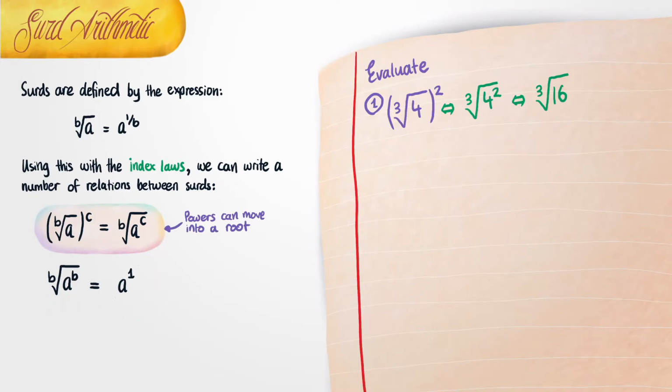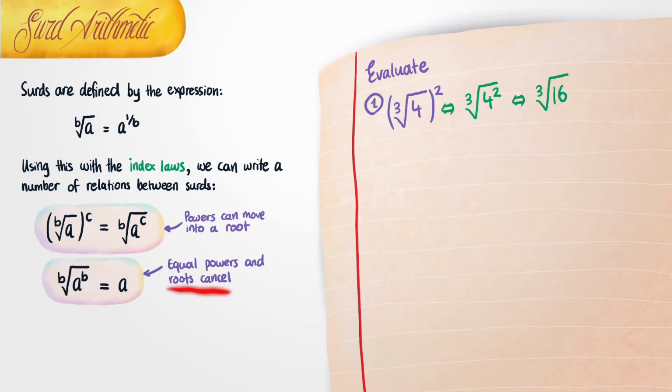But of course, you don't really need to write the power of 1, so we could just write this as a. This rule says that the bth root of a to the power of b is the exact same thing as a. So that means whenever you have this form, you can cross out the b's. We can explain this rule by saying that equal powers and roots cancel each other out. So the bth root cancels out the power of b, and you're only left with what's inside.